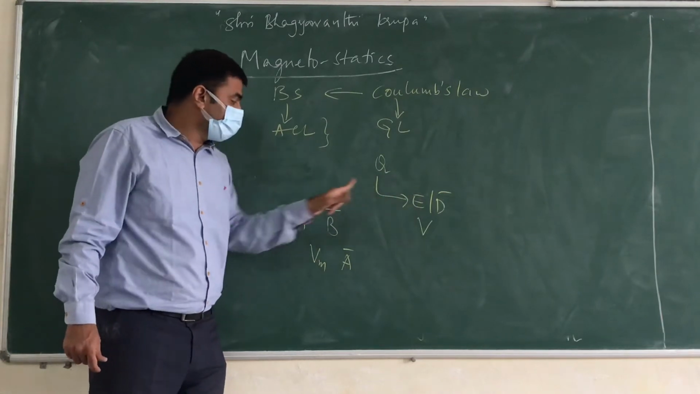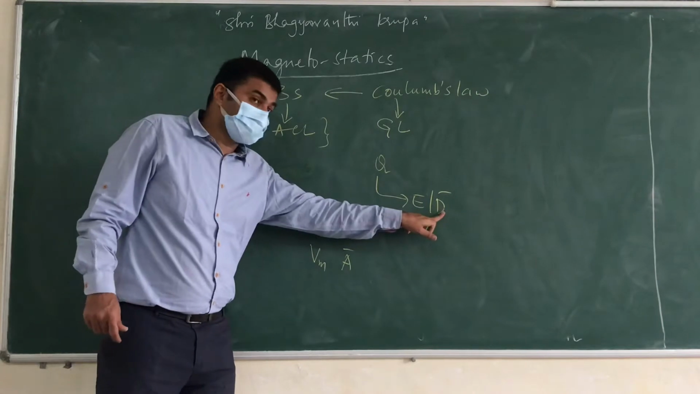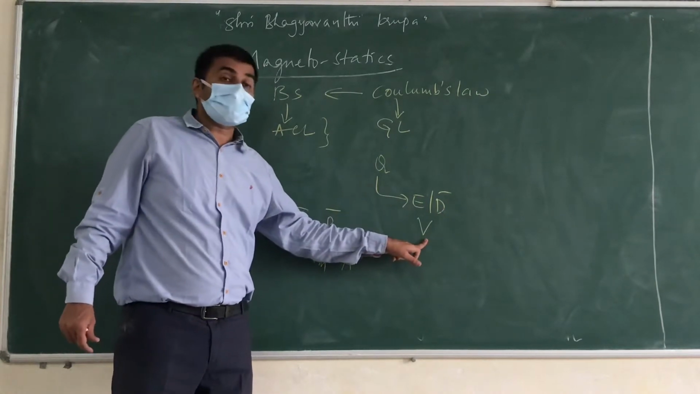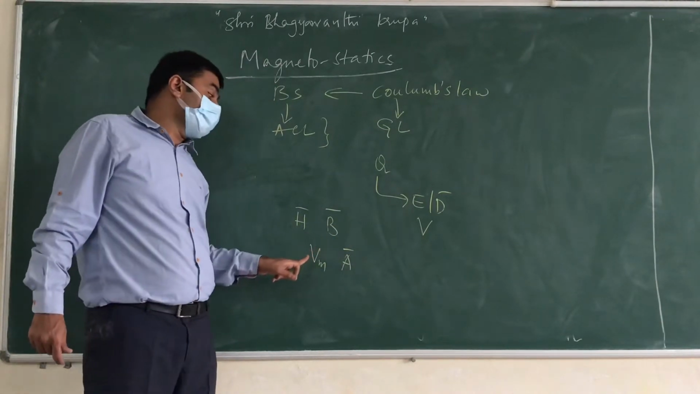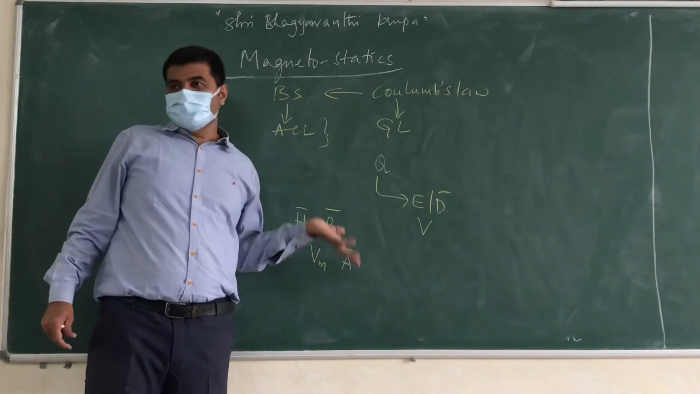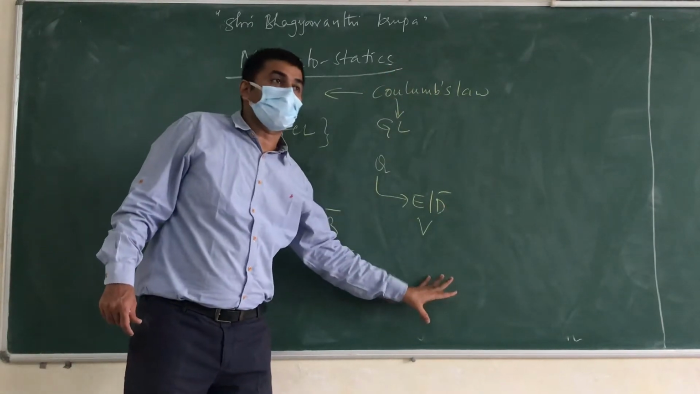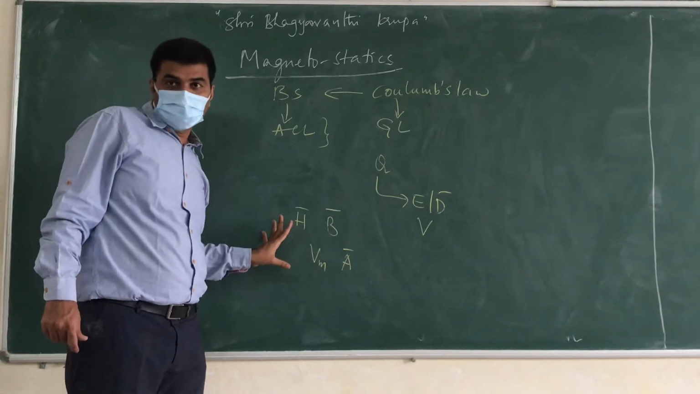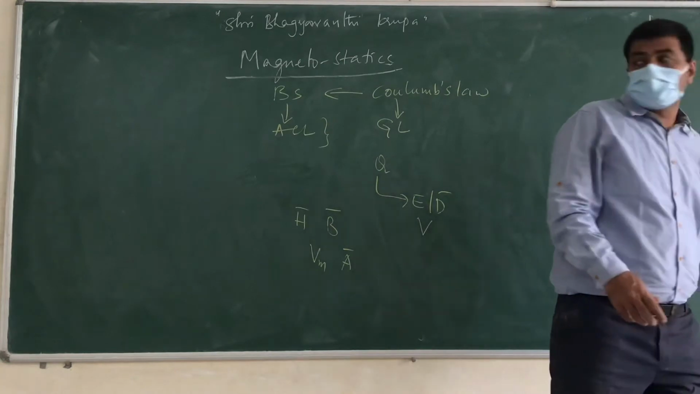Similar to electric field intensity, we will have magnetic field intensity. Similar to electric flux density, magnetic flux density. Similar to electrostatic potential, we have magnetostatic potential. This is scalar potential, this is a vector potential. We will make this analogy. And here also, we got two Maxwell equations here, and another two Maxwell equations we get here. Is it fine? Then, first, what is a magnetic field?